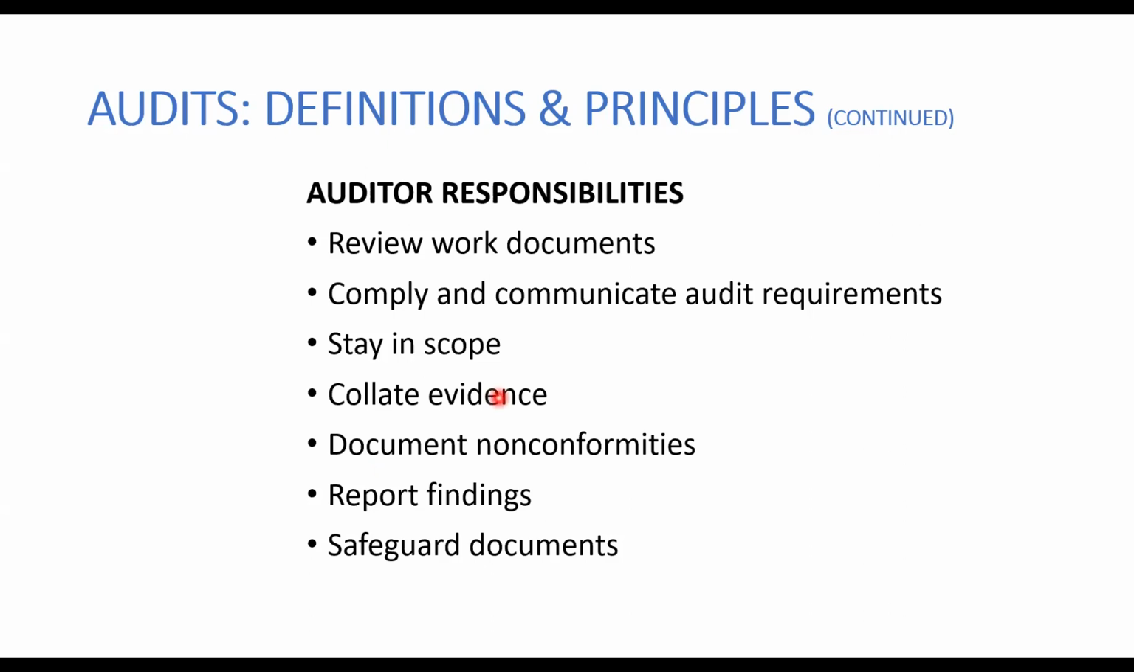Collate evidence against your audit criteria. Document the non-conformities. Whatever non-conformities come up against the audit criteria, you need to document them. You need to inform them. Report the findings, whatever findings are coming. If it is a positive finding, if it is a negative finding, you need to report those findings.